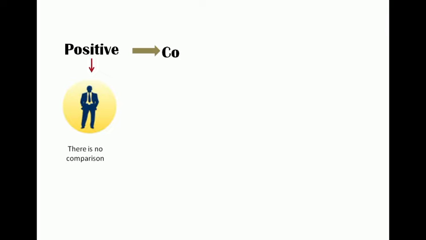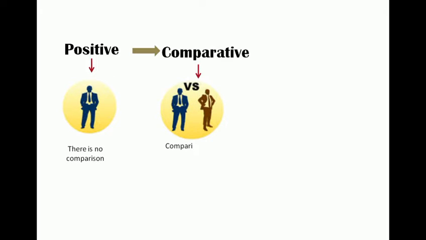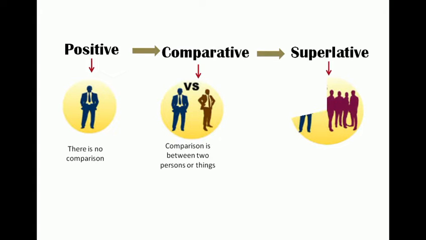So there are three degrees of comparison. One is positive. There is no comparison. Second one is comparative degree. Comparison is between two persons or things. The third one is superlative degree. Comparison is between more than two persons or more than two things. Do you understand?